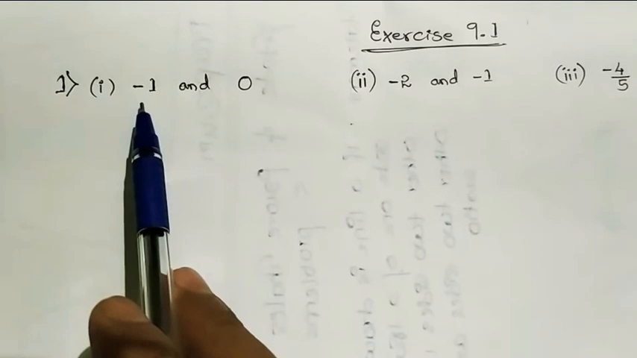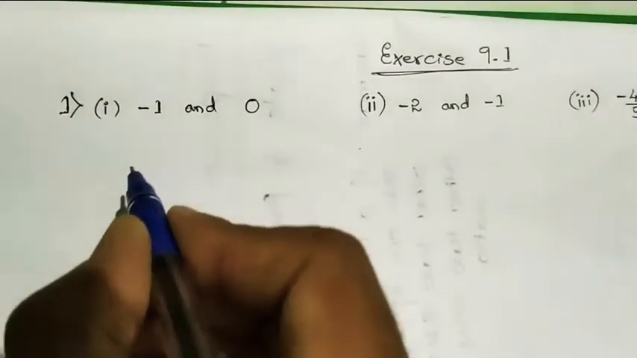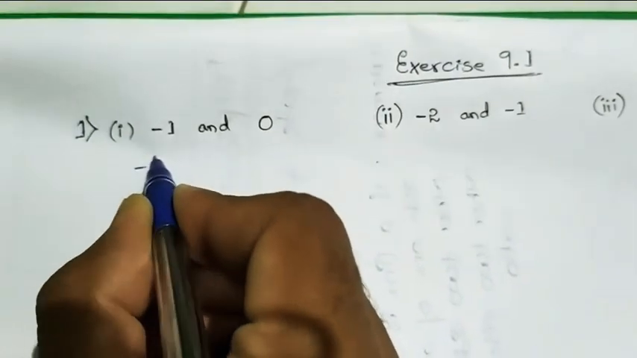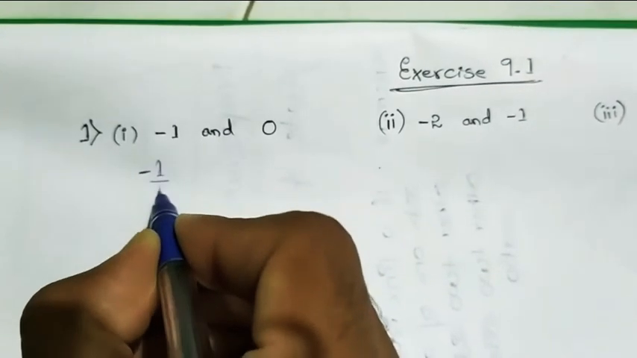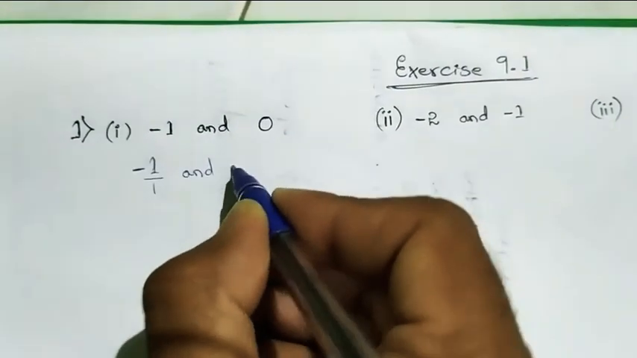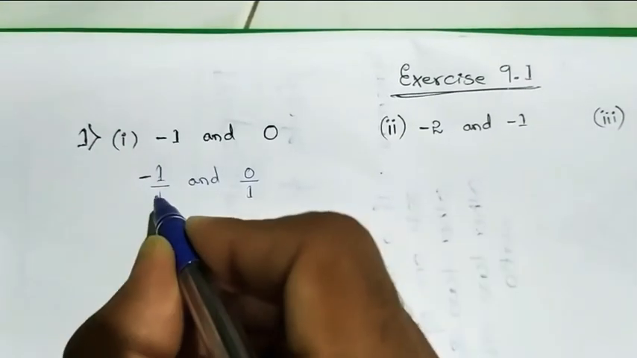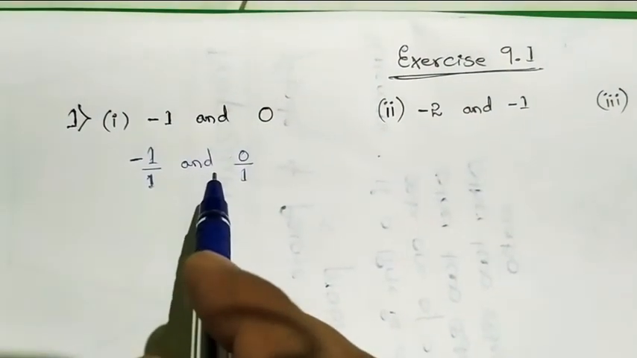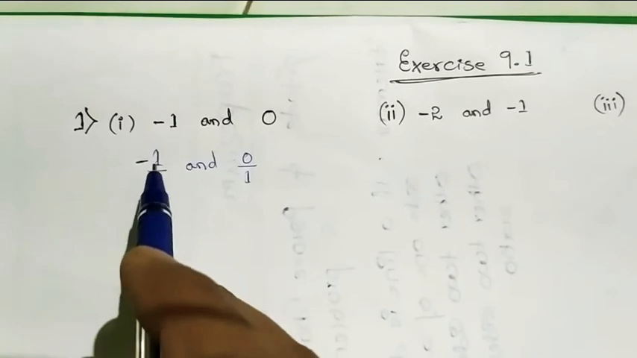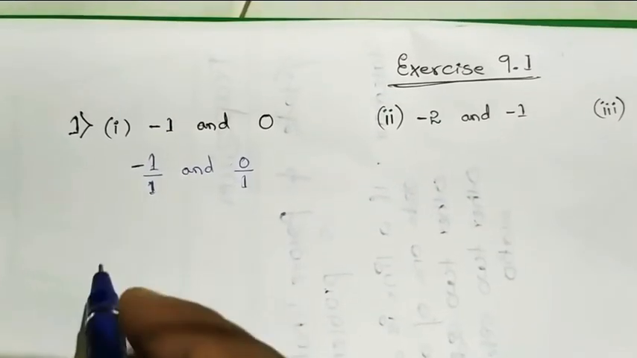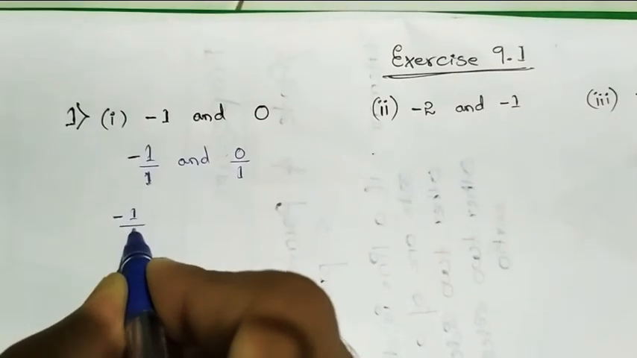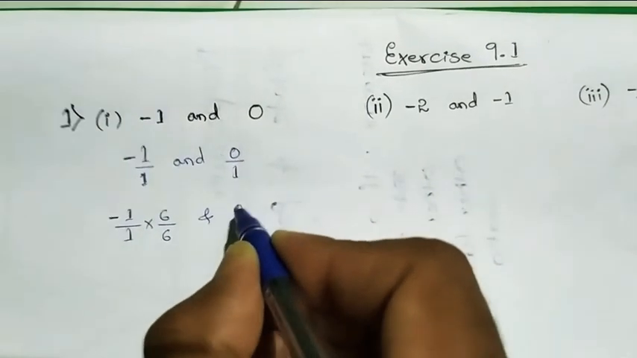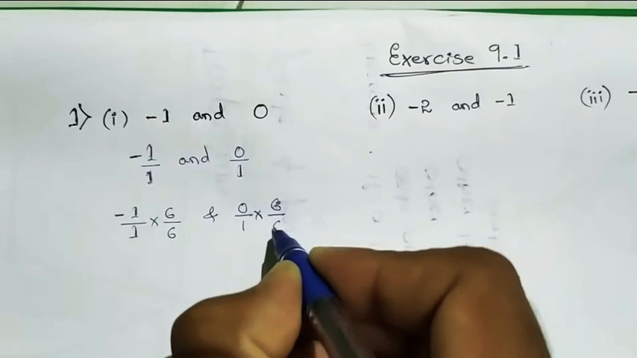Here the first one is -1 and 0. So first write them in rational number form. Rational form means p by q. So that is -1 by 1, and 0 I will write as 0 by 1. In between these two numbers, how many rational numbers do we need? 5. So taking one extra, multiply these two rational numbers with 6 by 6. So -1 by 1 into 6 by 6, and 0 by 1 also multiplying with 6 by 6.